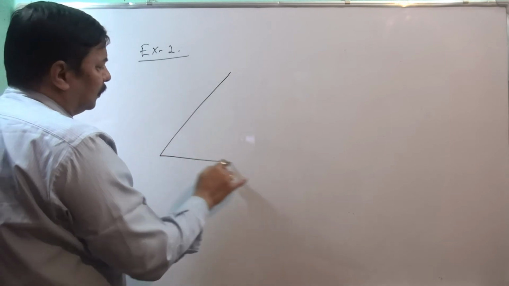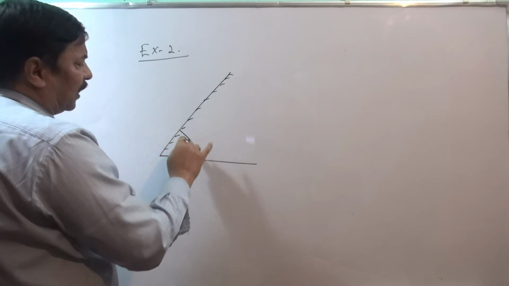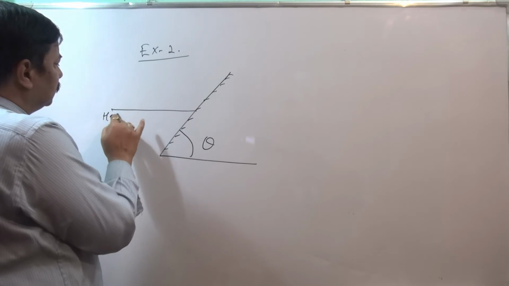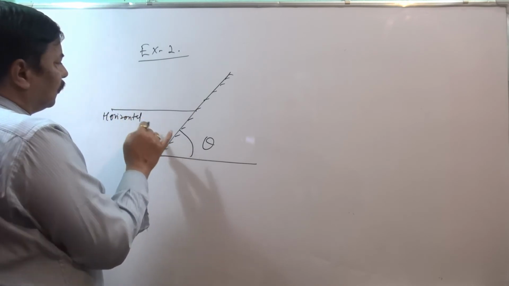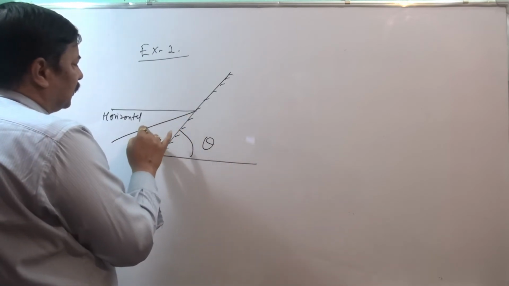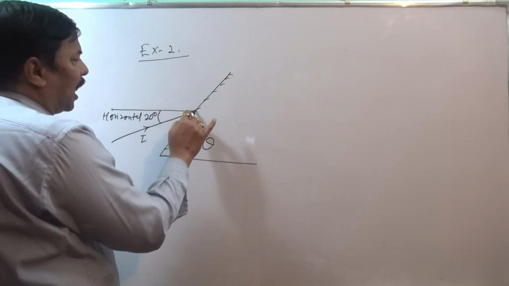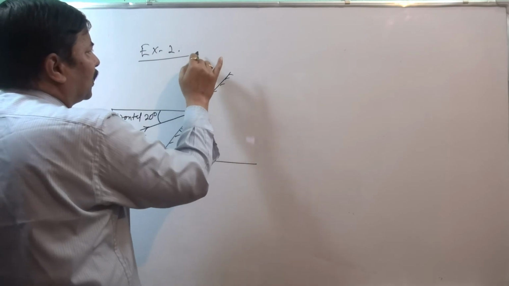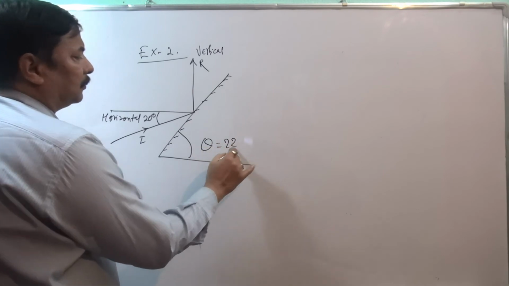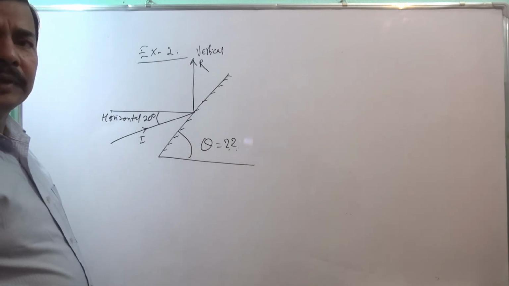Same question, the plane mirror is there, this angle is theta, this is horizontal, but this time the incident ray is below the horizontal line. This is your incident ray, and again this angle is 20 degree, and then the reflected ray becomes vertical, and you have to find the value of theta. Think for a moment, attempt this question and then see the solution.